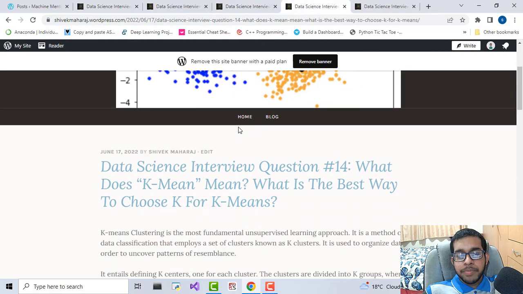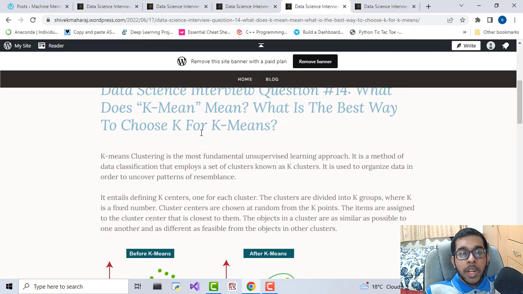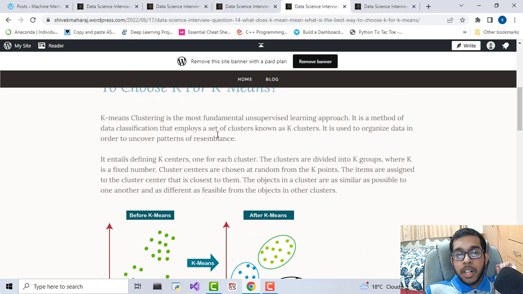Next, we have data science interview question number 14. What does k-means mean? What is the best way to choose k for k-means? So you see, guys, k-means clustering is the most fundamental unsupervised learning approach. It is a method of data classification that employs a set of clusters known as k-clusters. It is used to organize data in order to uncover patterns of resemblance.